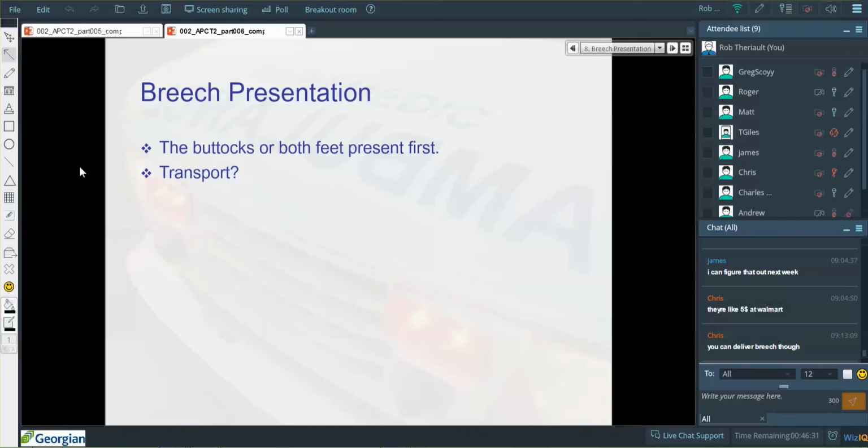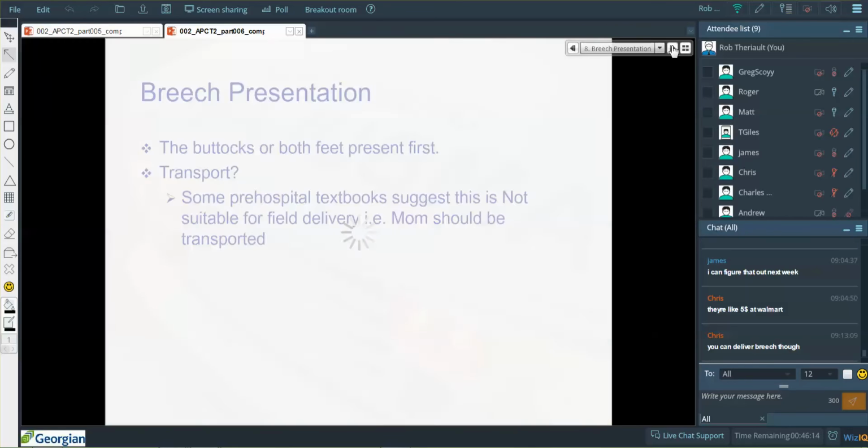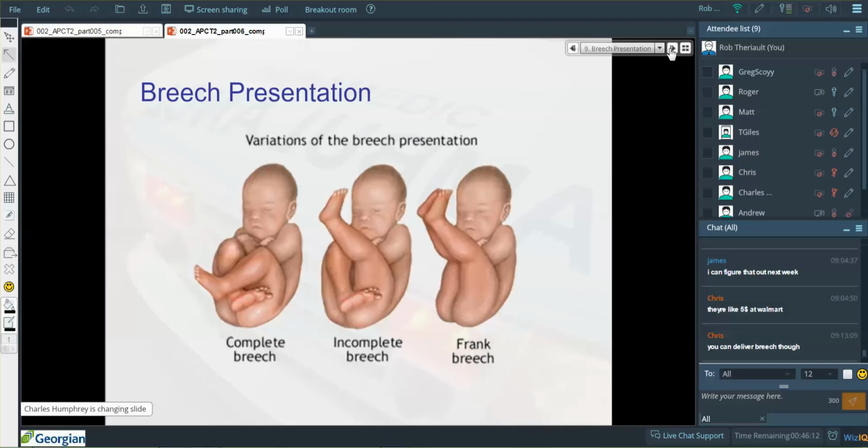Say, Rob, when delivery is imminent. When delivery is imminent, yeah, good. So if the delivery is not imminent, then we transport. Some pre-hospital techs still suggest not suitable for delivery. Mom should be transported, but the answer is we are transporting.